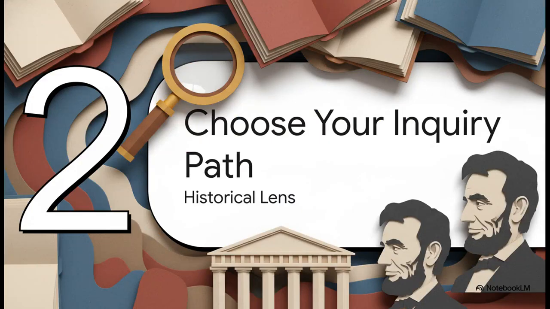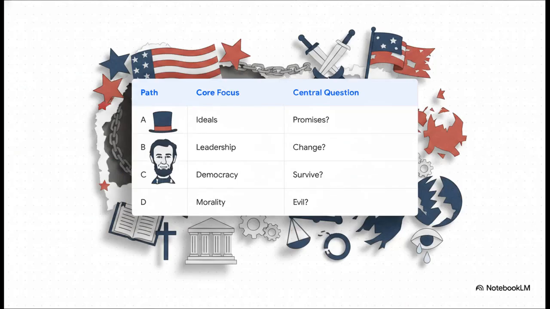Section 2. Choose your inquiry path. To tackle that big essential question, you aren't just looking at Lincoln's speeches randomly. You'll be looking through a very specific historical lens. What's actually fascinating is how different historians can read the exact same text and come away with totally different interpretations, simply because they're asking different questions. For this seminar, you get to choose one of 4 paths.